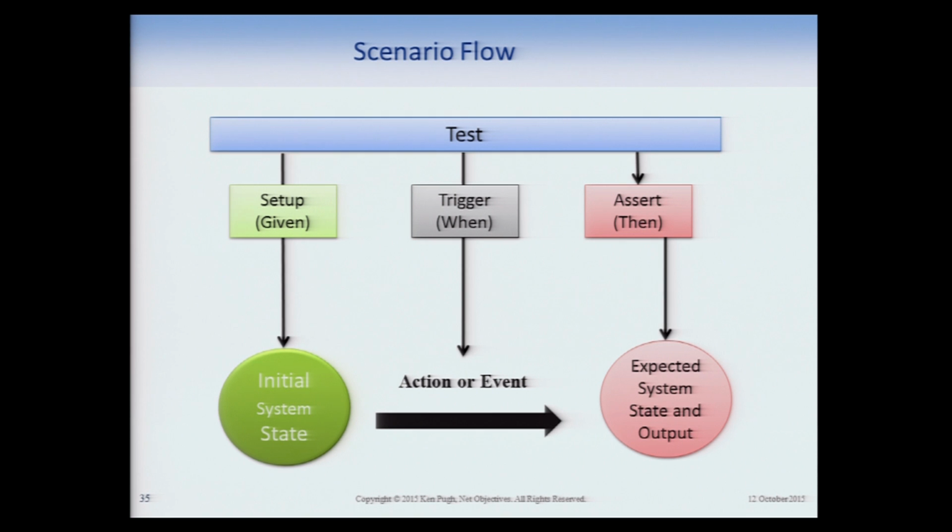Here is a scenario. A scenario consists of three things: a setup, a trigger, and an assert, or given, when, then. So here's our initial system state. Our action or event occurs, and this is what we expect as our output system state. Give an example of the scenario.